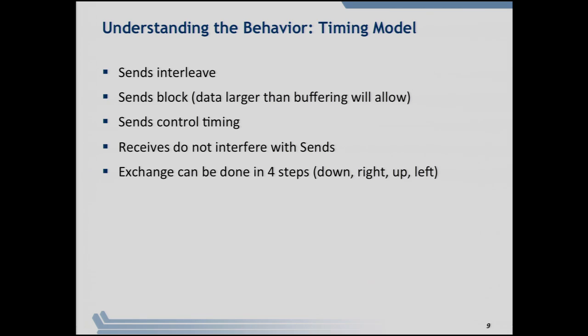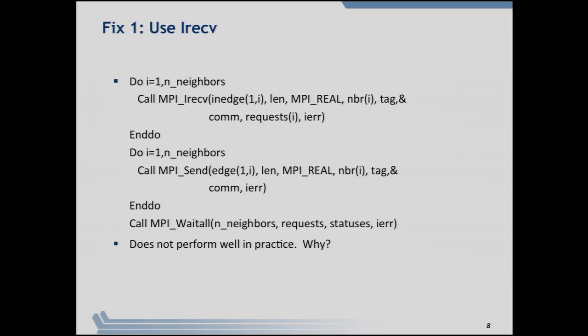And I'm going to assume that the sends control the timing. There could be other things that control the timing. But I'm just going to assume that if I can push the data out, it gets received at the other end. The receives don't interfere with the sends, except for the fact that I have to be able to receive the data. So if I do that, then that exchange should be done in 4 steps. Right? So if we go back to this code, the number of neighbors in this case is 4. So I post my receives.